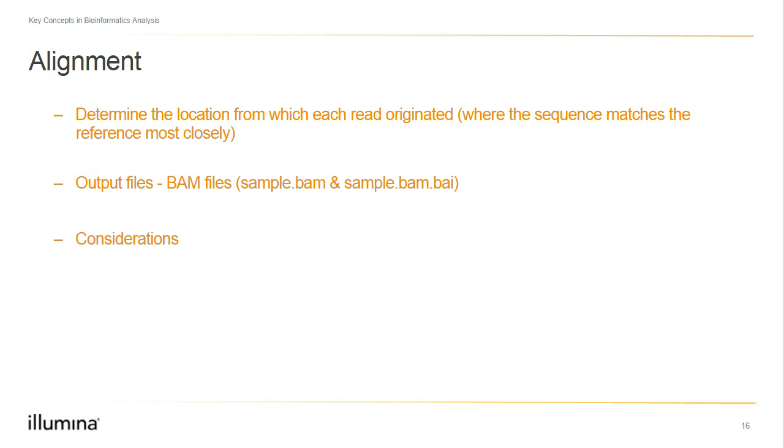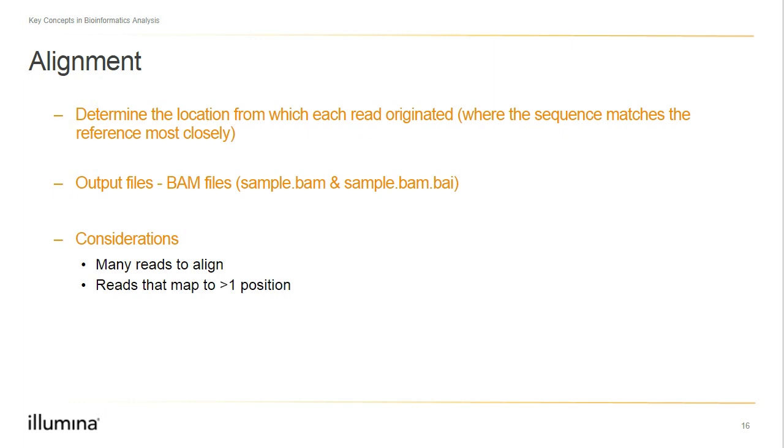Some considerations to take into account are that alignment can be computationally expensive because of the number of reads to align. And in one of our early examples, we calculated that some experiments may produce millions or even billions of reads, and that's a lot of reads to map. So a good aligner must be able to handle this scale of data.